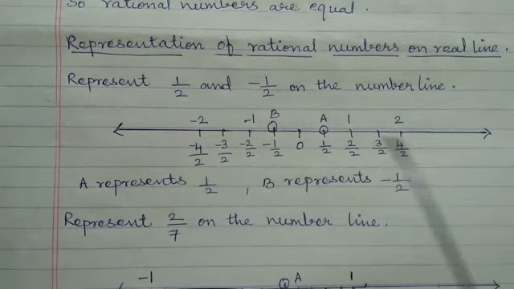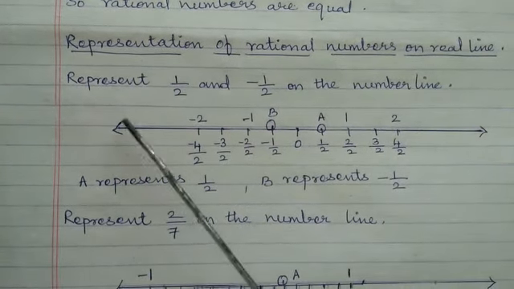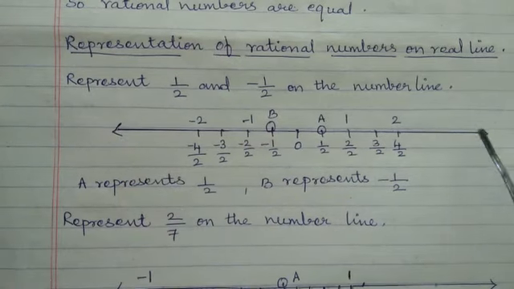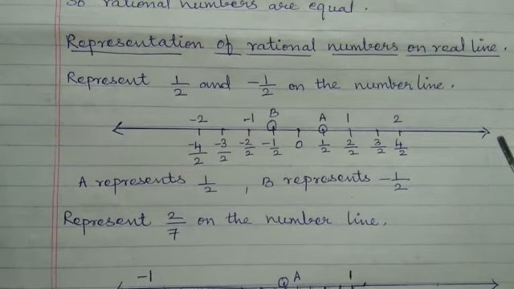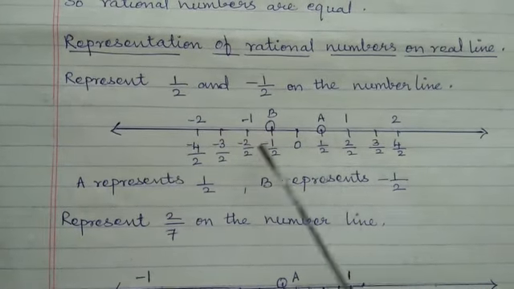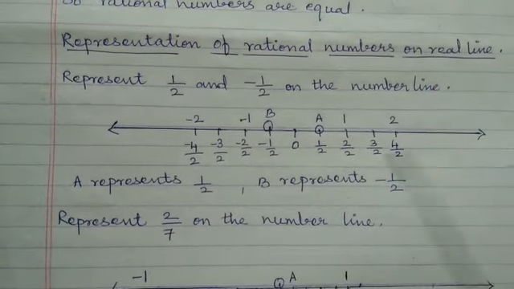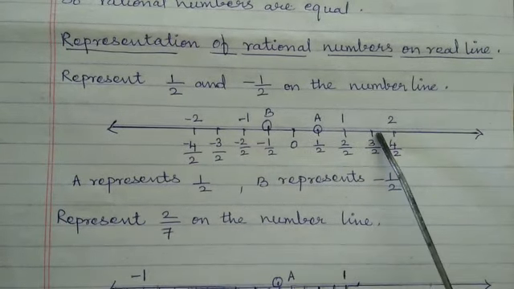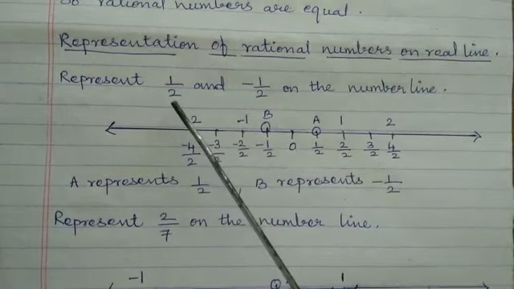First we have to draw the line. Draw the line means you draw a line and then put an arrow mark. That is very important. That is known as a line. Then you have to divide the number line with equal distance. Here the denominator is 2.